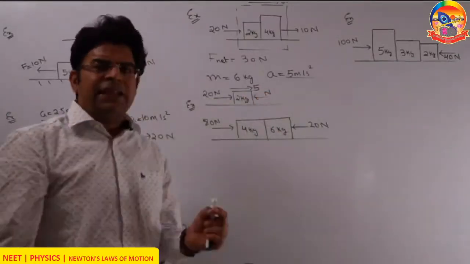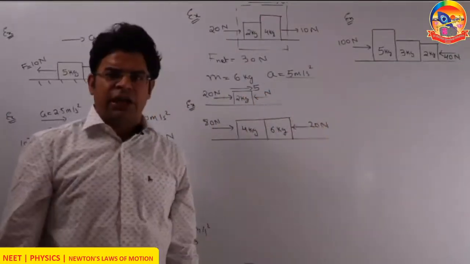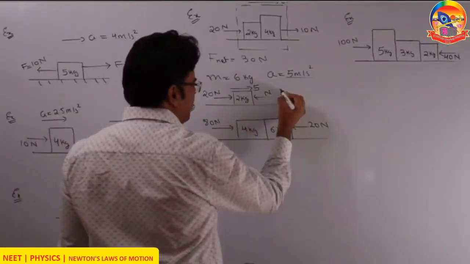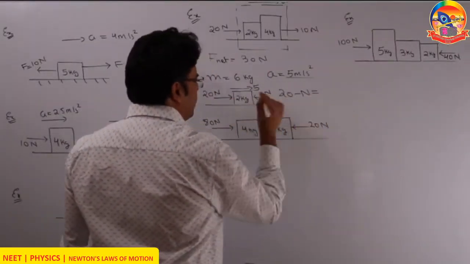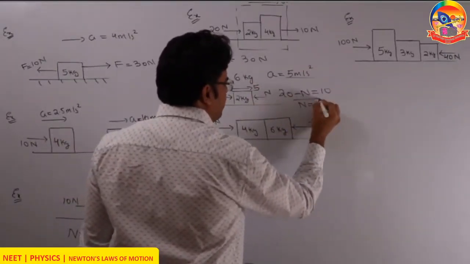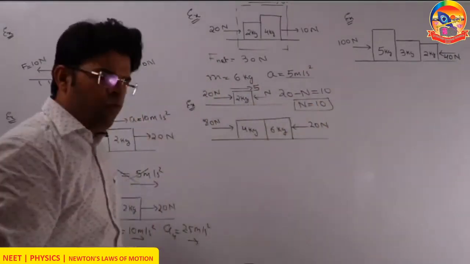We can write the equation: the net force in the direction of acceleration equals mass into acceleration. So the net force towards right is 20 minus N, and this has to equal mass into acceleration. So the normal reaction comes out to be 10. Now let's do one more question.